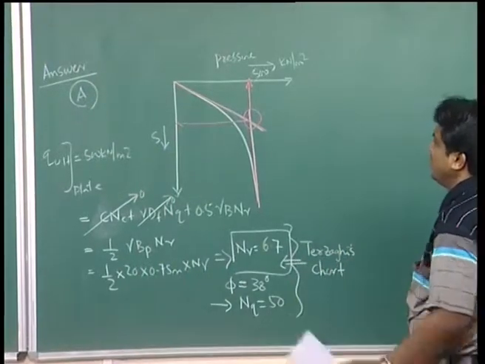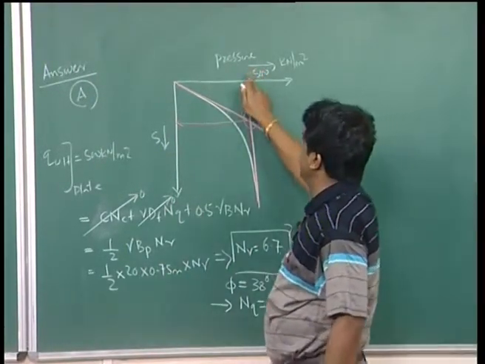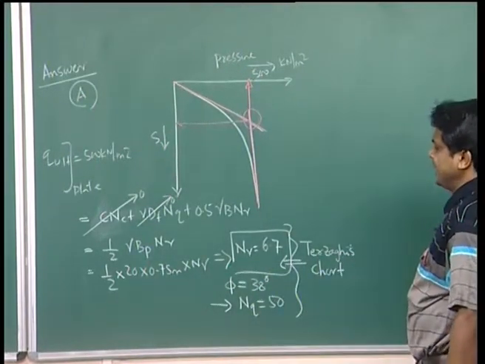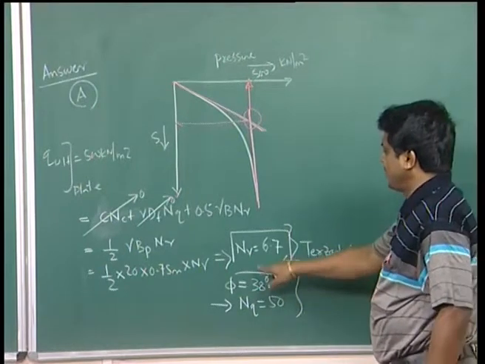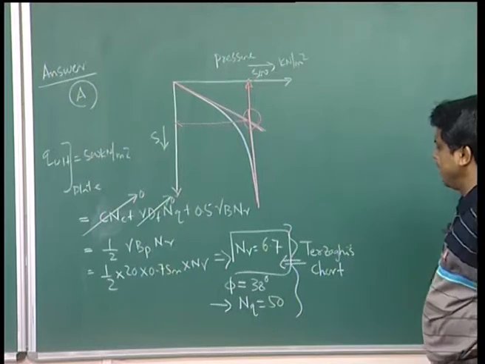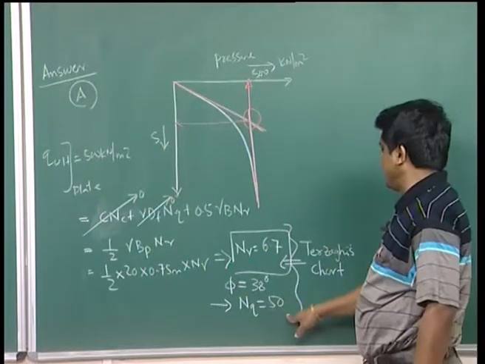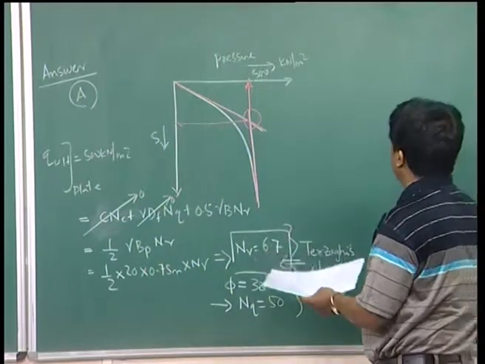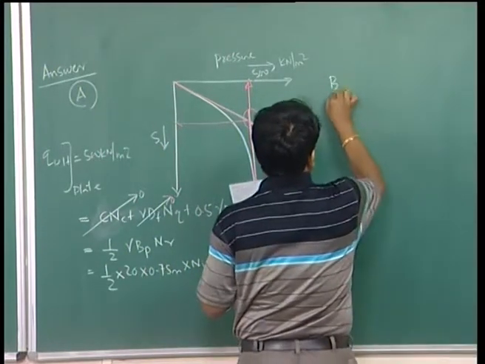With the help of this ultimate bearing capacity of the plate, indirectly we can get the value of phi, from which we can get N gamma. From N gamma we can get phi. Once you get phi, then you can get NQ, and these you can get from Terzaghi's chart. Now, part B.